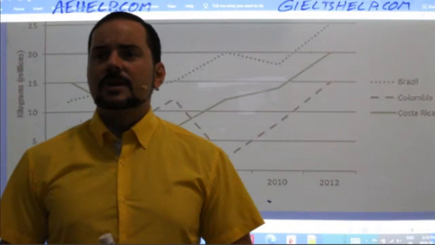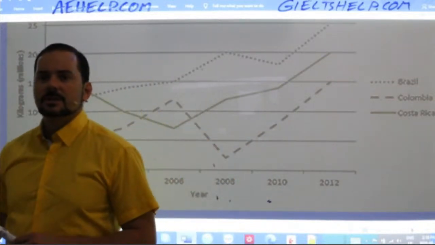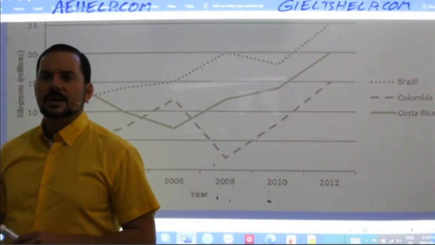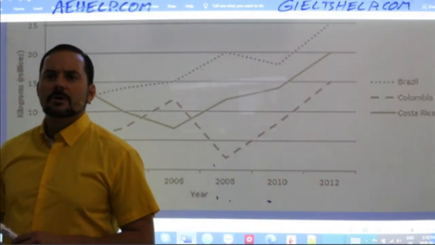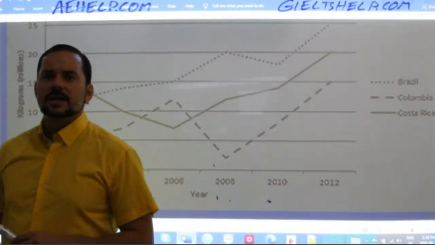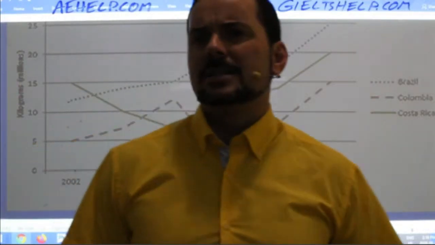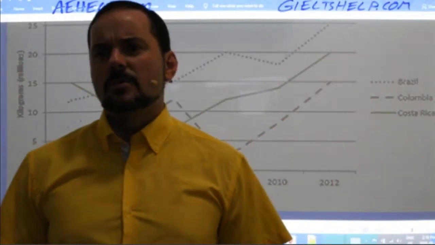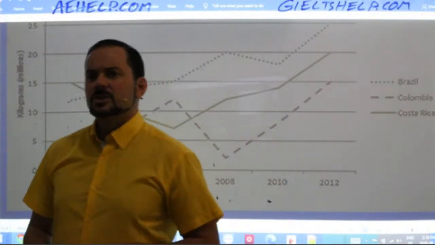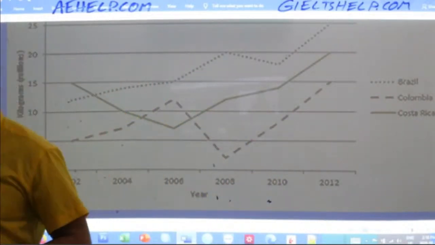Moreover, between 2002 and 2004, it intersected Costa Rica's solid line. Don't really refer to the lines in that way, Abhishek. It's a little bit awkward. Okay, just describe the data. All right, let's move along here.